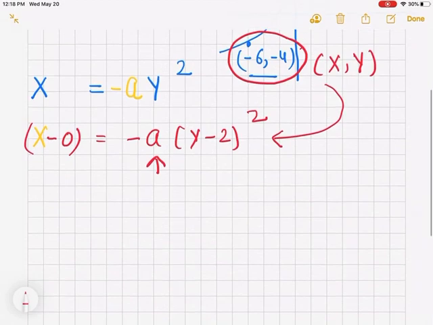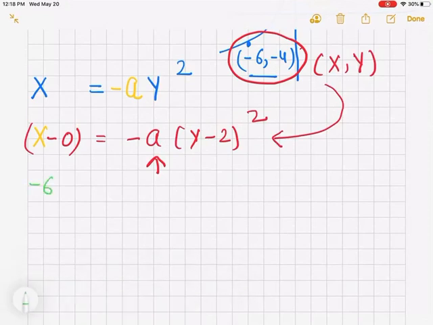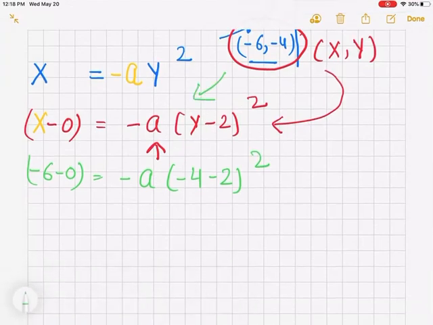So let's plug it in. For x and y, I already have x, which is -6. Minus 0, it's not going to make any difference. It's negative a, which is missing. So y is -4 minus 2, squared. Let's simplify, because the only thing missing in this first equation is the a value. I'm plugging in the coordinate point, I'll solve for a, and then I'll plug it back into my original equation.